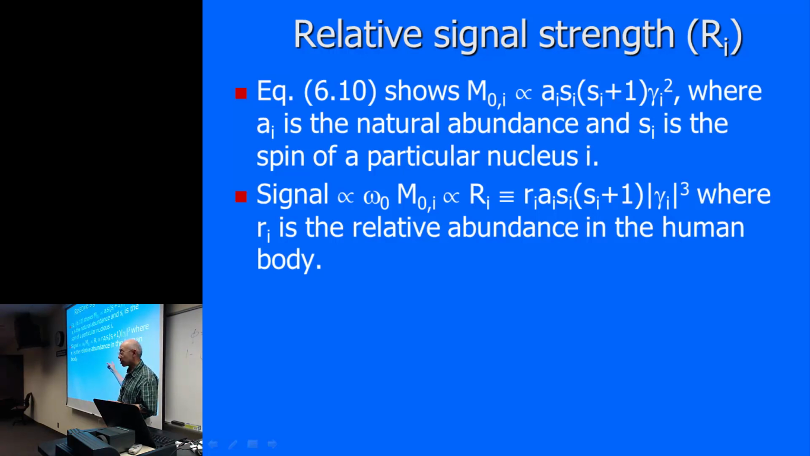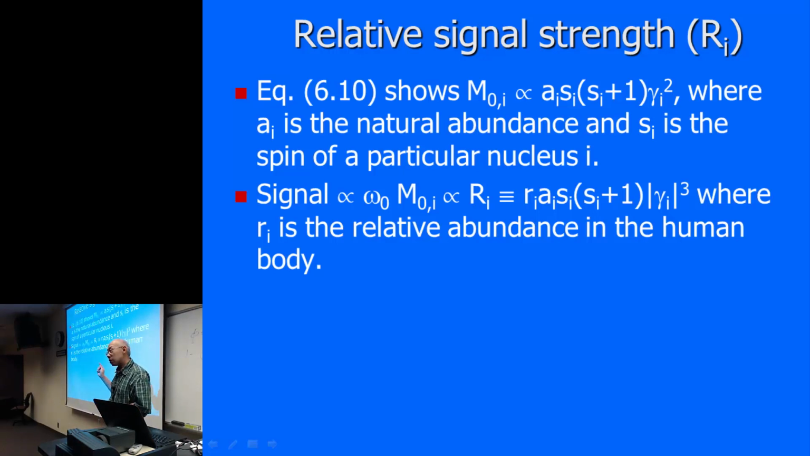Now again, that's signal. But remember, I already told you, noise is also proportional to the frequency. So in fact, in terms of signal to noise ratio, the signal to noise ratio is only proportional to the square of the gyromagnetic ratio. Not the cube, but the square of the gyromagnetic ratio.